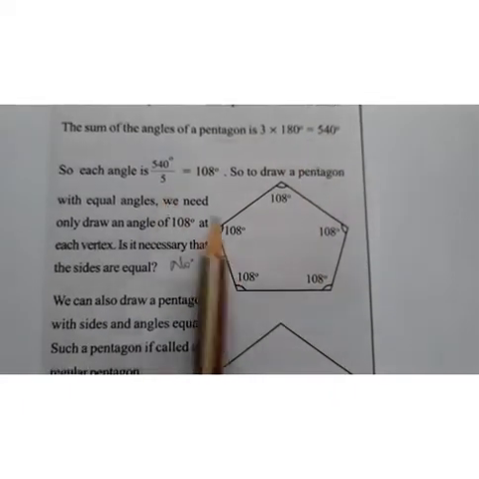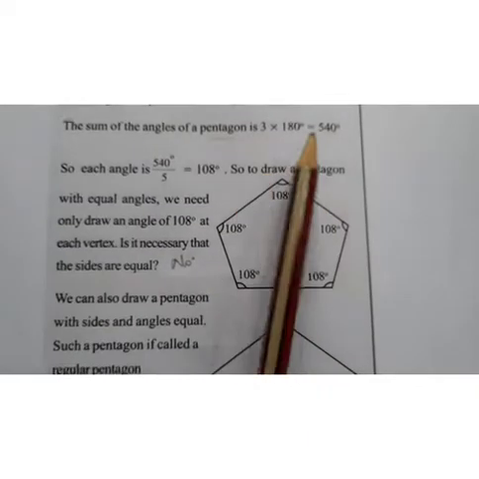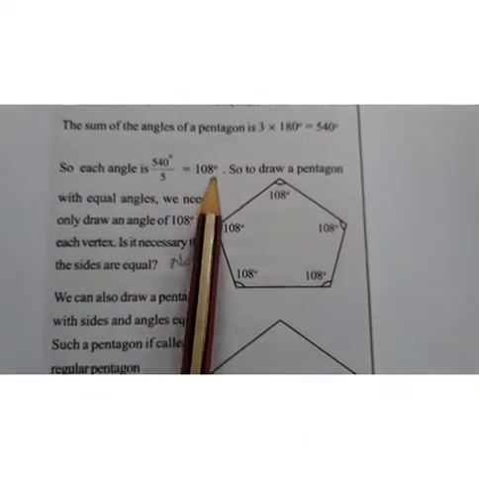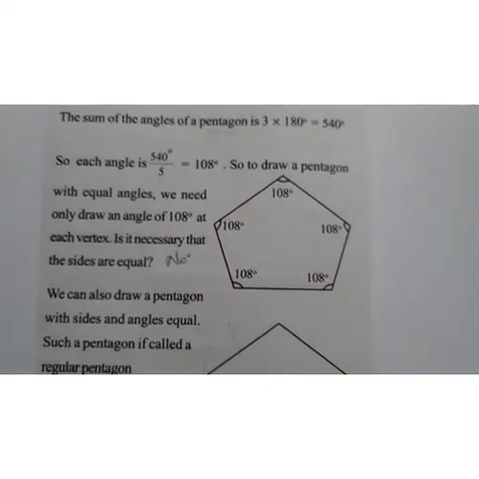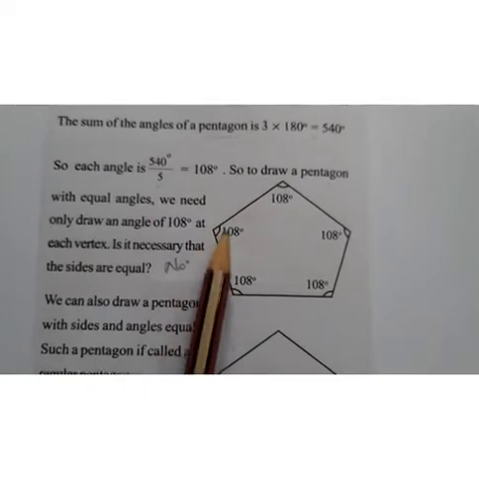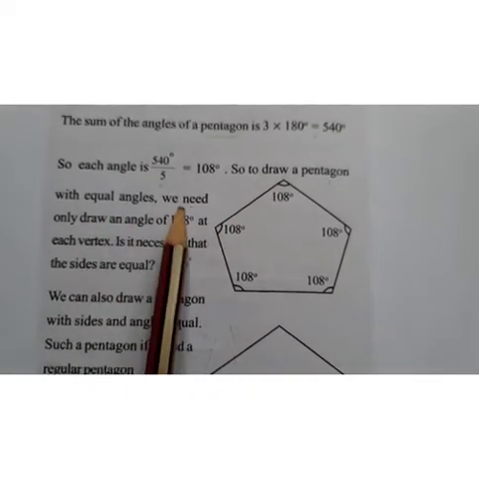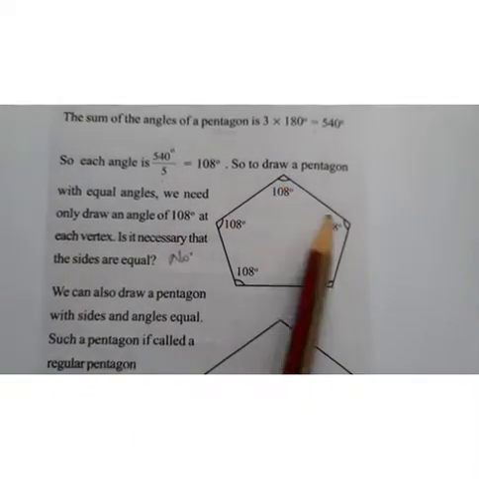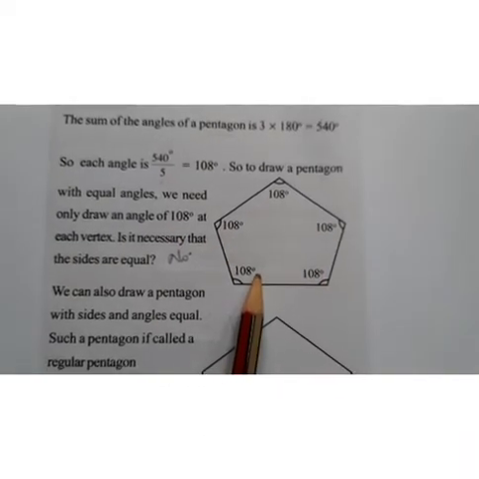How much is each angle? Each angle is 108. How many sides? It is 5 sides. So 540 by 5 is equal to 108. So each angle is 108 degrees. To draw a pentagon with equal angles, we need only draw an angle of 108 degrees. At each vertex draw an angle of 108, you will get a pentagon.